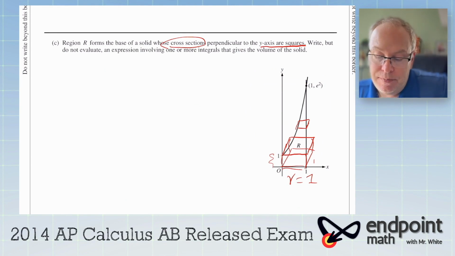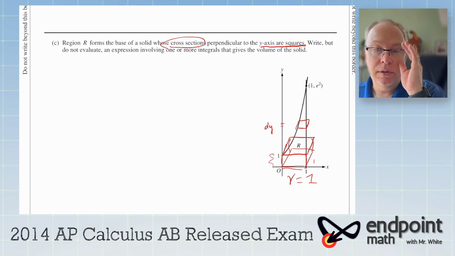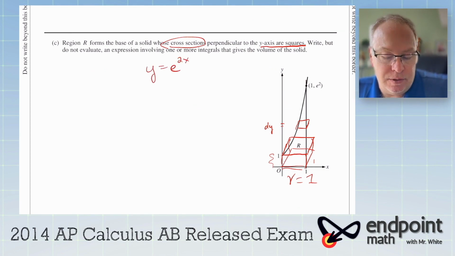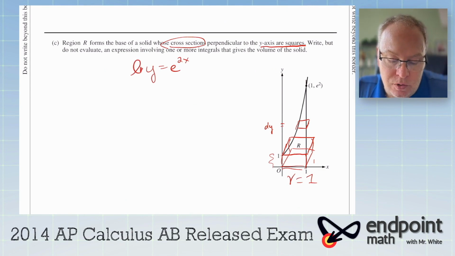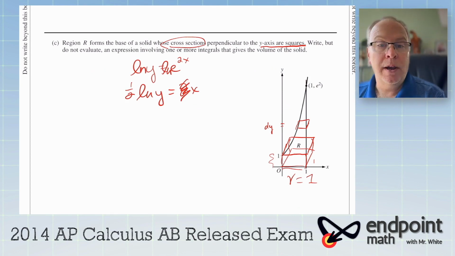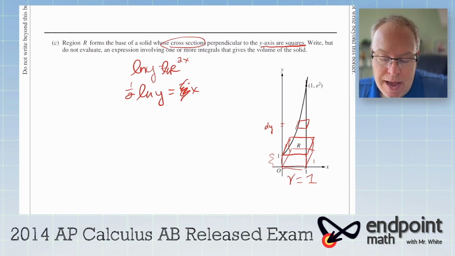Now, since this is going to be a dy problem, right, our squares are running left or right. This is a dy problem. We have to solve for x up there in the original equation. So the original equation was y equals e to the 2x. So how do you solve for x? Well, you take the natural log on both sides. You get the natural log of y equals 2x. You then divide by 2 or multiply by a half. So x is the same thing as 1/2 natural log of y. So we've solved for x.